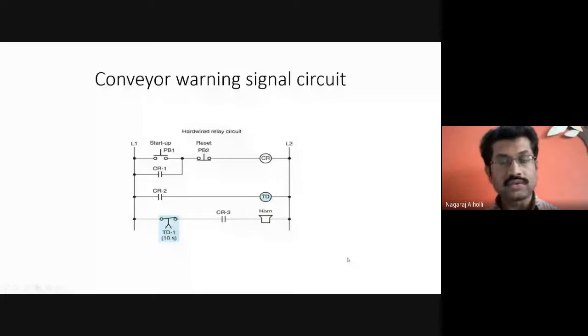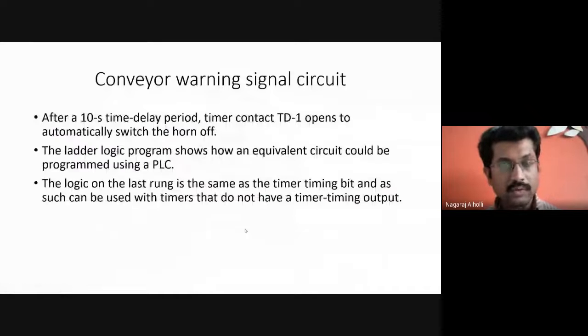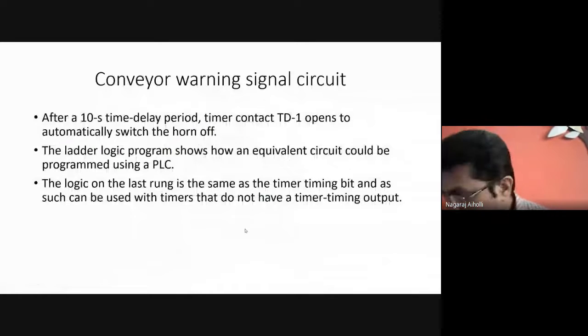Contact CR3 closes to sound the horn. After 10 seconds, this is a normally closed timed open contact, NCO. Normally closed timed open contact it is. Just 1 second. Normally closed timed open contact. Okay, so this is energized. There is a time delay in opening.